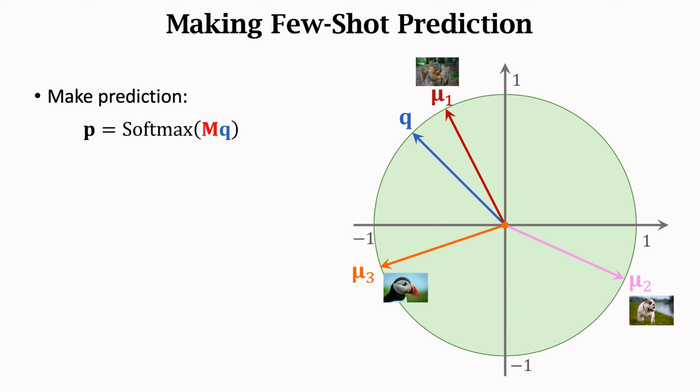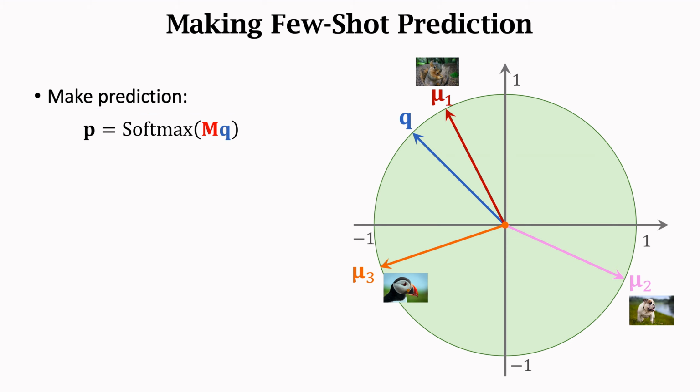Now, let's make a prediction. Multiply matrix M by feature vector Q. Then apply the softmax function and obtain the output vector P. P is a probability distribution over the three classes. With P at hand, we know to which class the query belongs. We know also how likely the query belongs to each class.